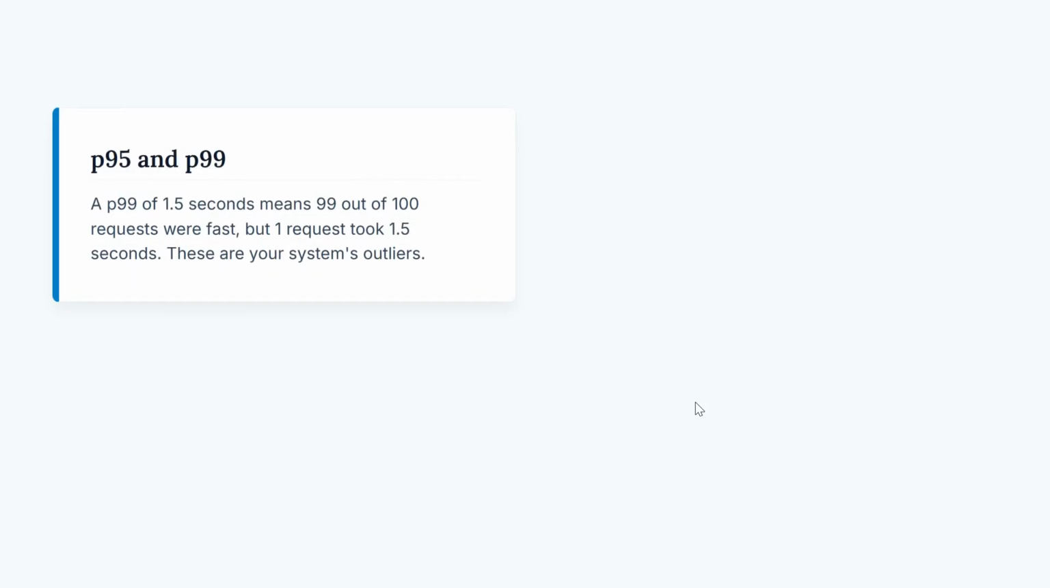But what about the slow half? To find out how bad things are, we look at the high percentiles. We look at the P95 and the P99. If your P99 is 1.5 seconds, it means 99 out of 100 requests were fast. But 1 out of 100 users experienced a slow load time. These are your system's extreme outliers.